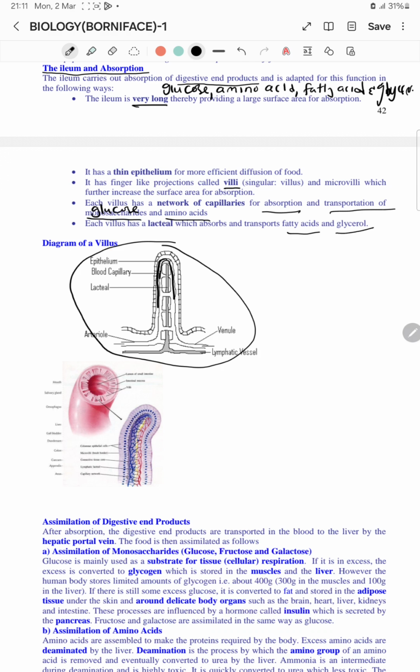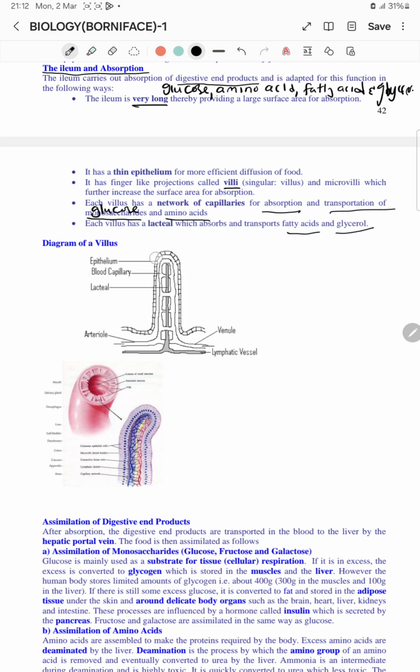This is where it becomes more interesting and very important. Now look at this. This is what we call a villus. The villus is singular, villi plural. The villus has this epithelium, the outer part here, the one that I'm drawing. That's what we call the epithelium, and it's supposed to be thin for efficient diffusion of food.